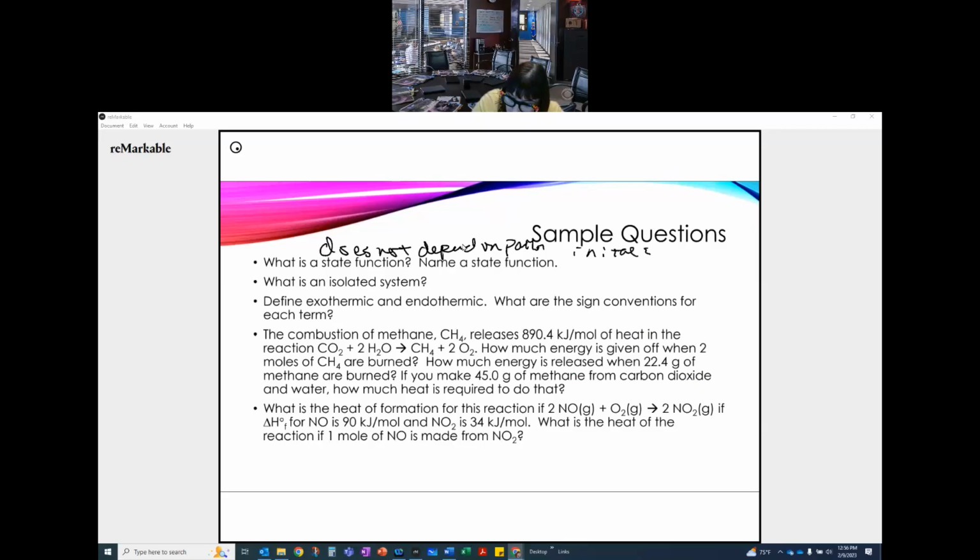Initial and final states only. Now, name state function: U, P, V, and H. So we said U, P, V at the beginning. H also, yay. That's an isolated system. Isolated. That was the one that didn't transfer matter or energy.